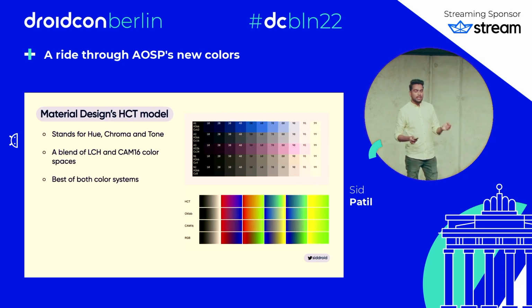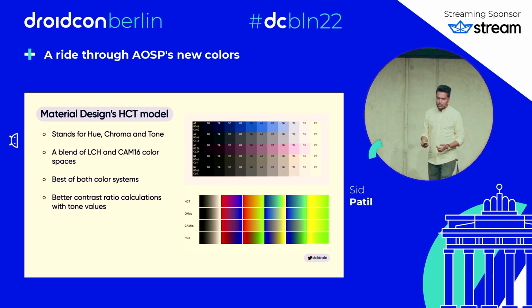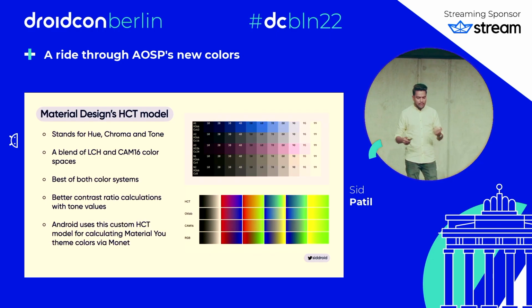And where does this become relevant for us, right? It solves better contrast ratios and understanding accessibility issues. So they found out that playing around with the tone of the color actually helps in building some of the accessibility related things in building the theme so that they can better calculate A11Ys there. And like I said, Android uses this custom HCT model to calculate colors via Monet.